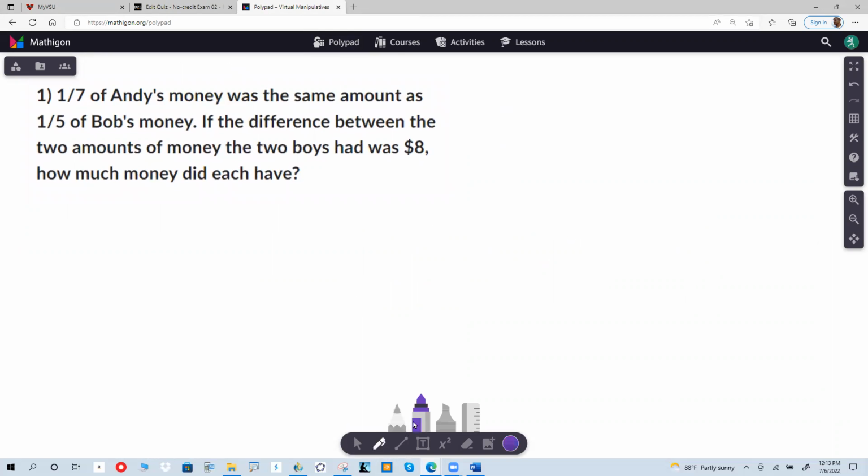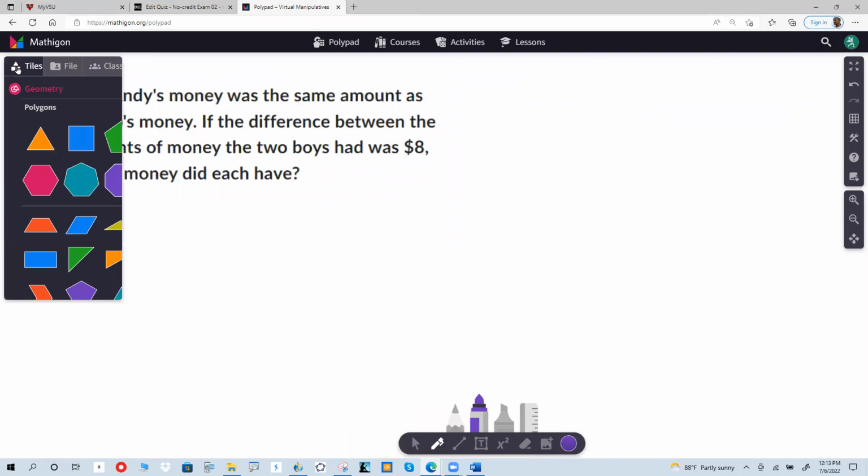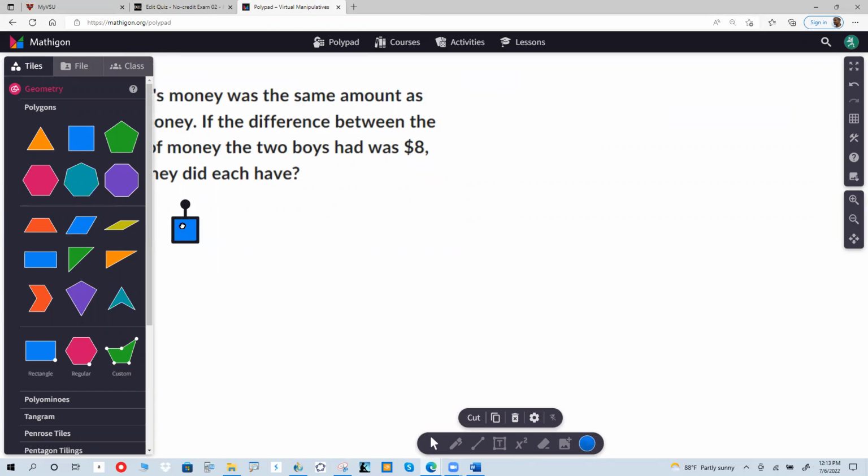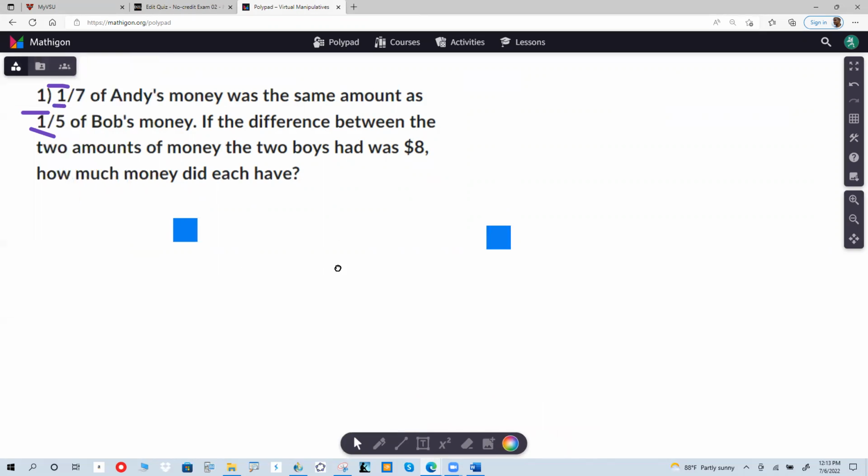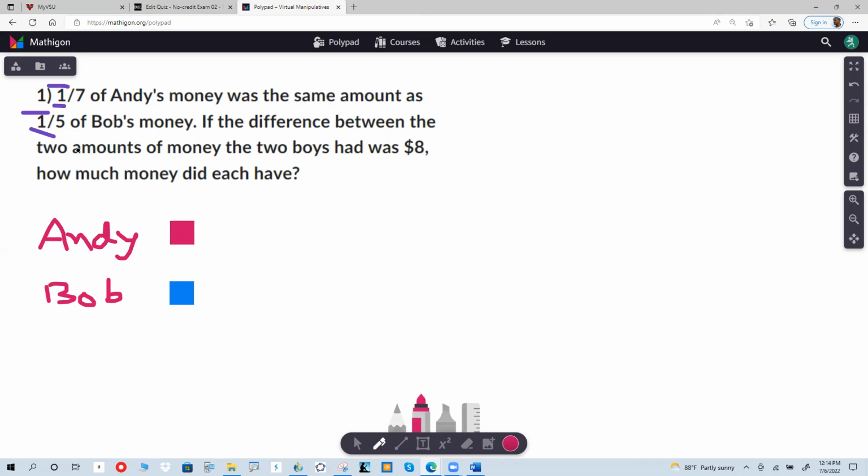Okay. So 1/7 of Andy's money is the same as 1/5 of Bob's. Take this one and this one, multiply them. It's easy. 1 times 1 is 1. I'm going to make Andy's money red, pink, and write Andy here. Bob here. I multiplied the two numerators, 1 and 1, 1.